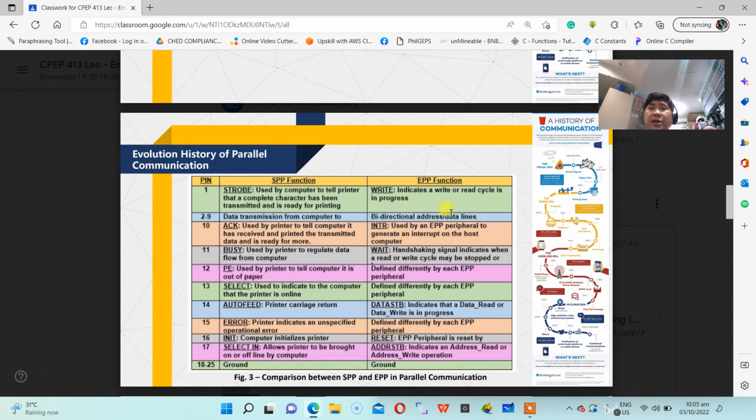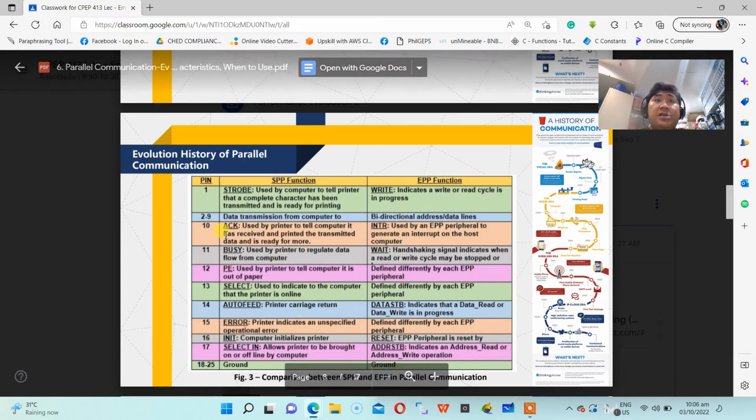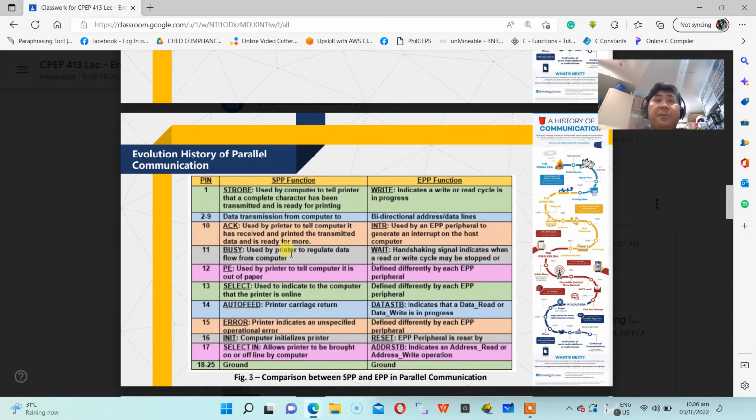So right now, what we will be doing as we progress is bidirectional address and data lines. Okay, we will be applying that, especially in our laboratory. So we will go there as we go on. For the printer, it has received and printed the transmitted data and is ready for more.